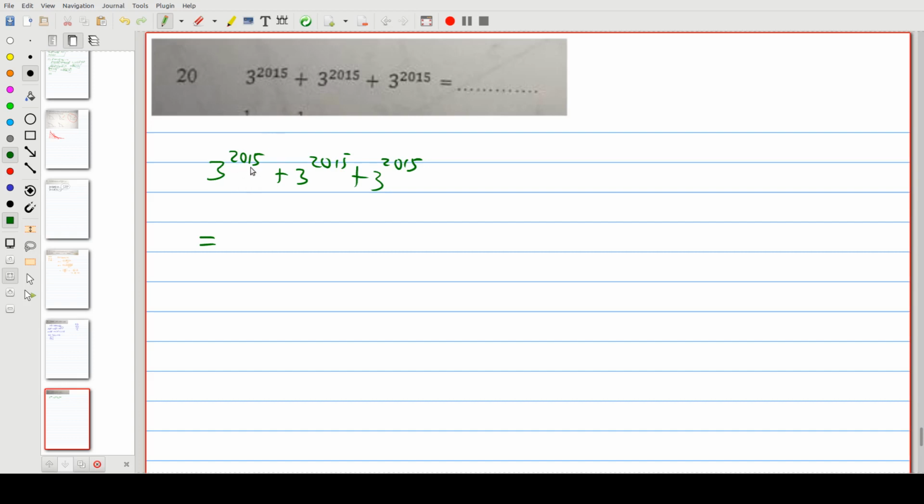So what can we do here? Well, we can't figure out each value because we'll be spending our whole lives just doing 3 times 3 times 3 times 3, 2015 times. So that's not going to help us.